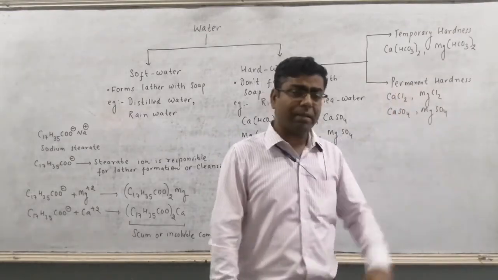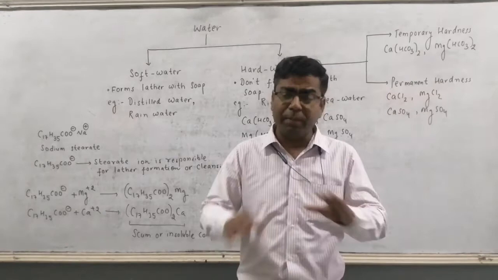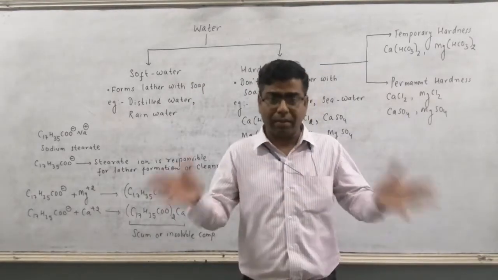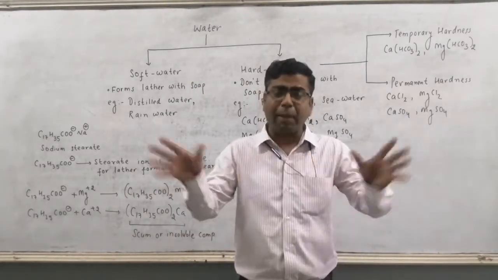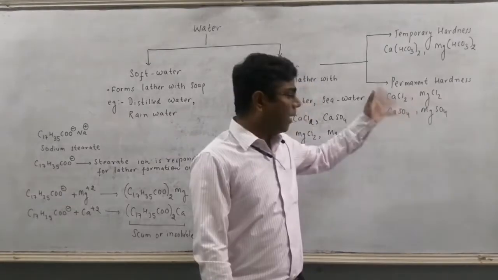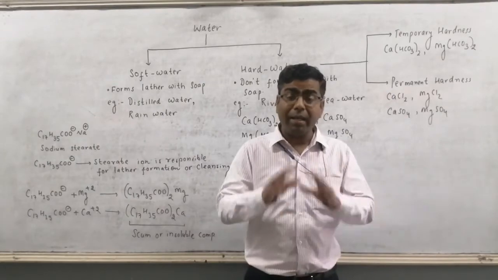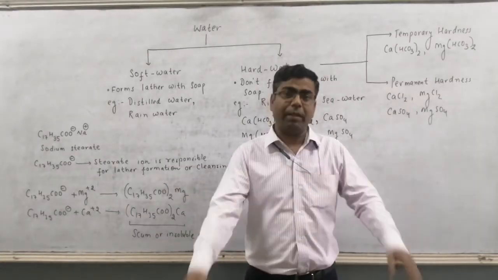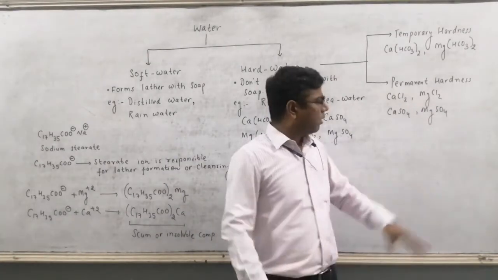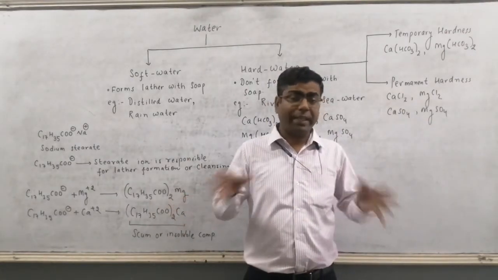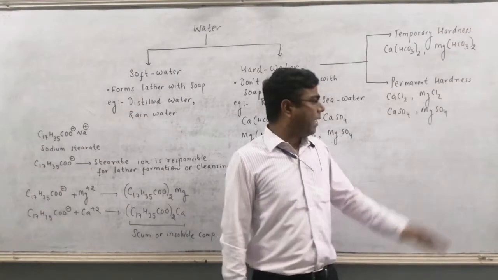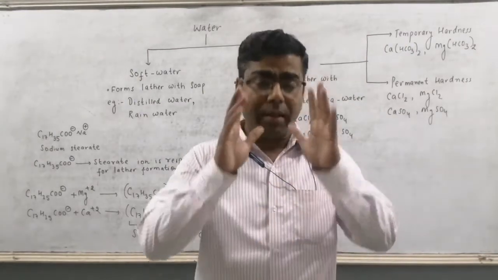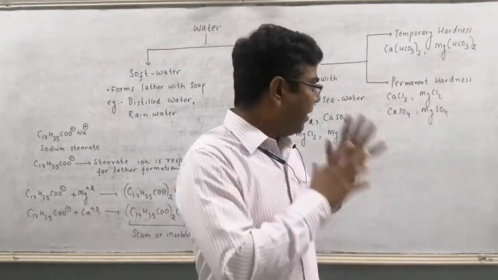Now then comes permanent hardness. This hardness cannot be removed simply by boiling the water. We have to use some special method, some chemical methods. Physical methods are not applicable here. Why? Because these salts are highly stable towards heat and cannot be decomposed on heating. If you boil the water, these salts will remain in the water and cannot be deposited. That's why permanent hardness cannot be removed by simply boiling the water. By using some chemicals, permanent hardness can be removed.